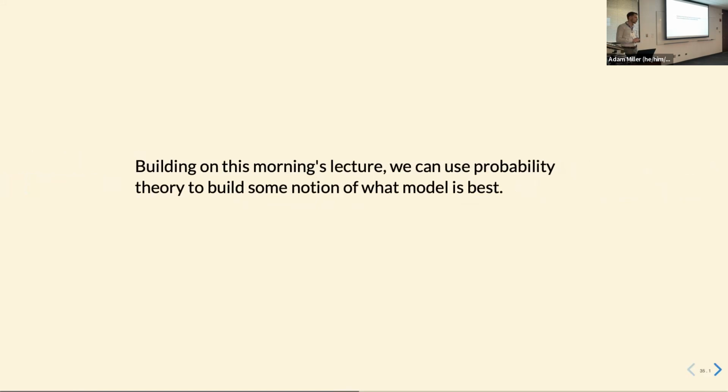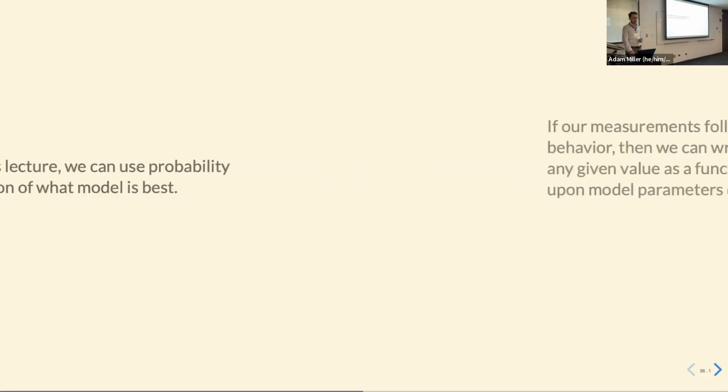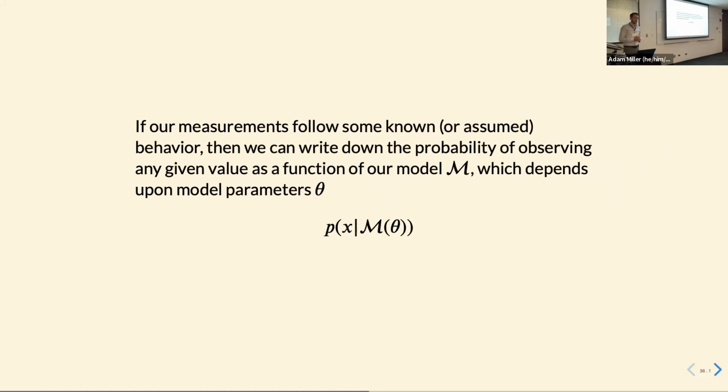So building on this morning's lecture, we can use probability theory to actually derive some numerical sense of what is best, which model is best. If our measurements follow some known behavior, then we can write down the probability of every individual observation as a function of some model that we would like to test, which we'll call M. And that model will depend upon model parameters, which we will call theta.